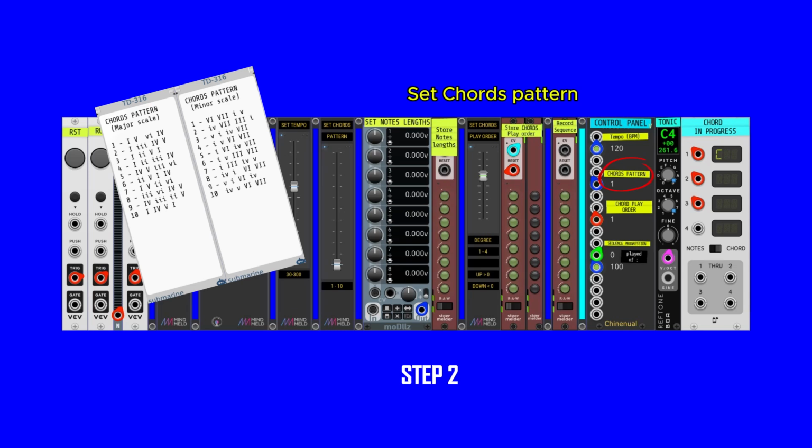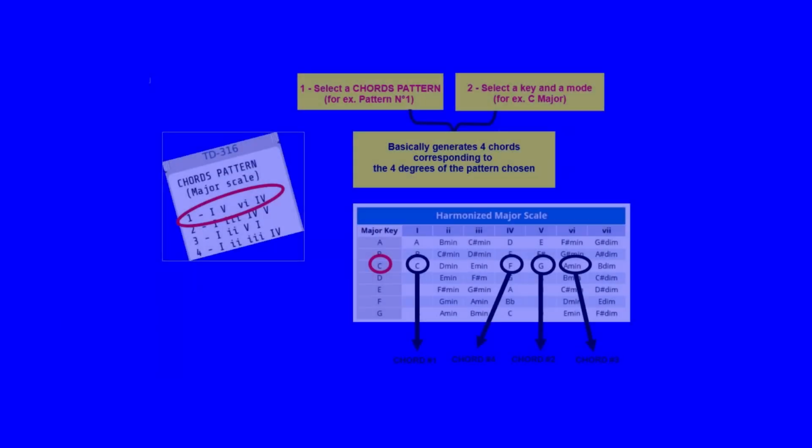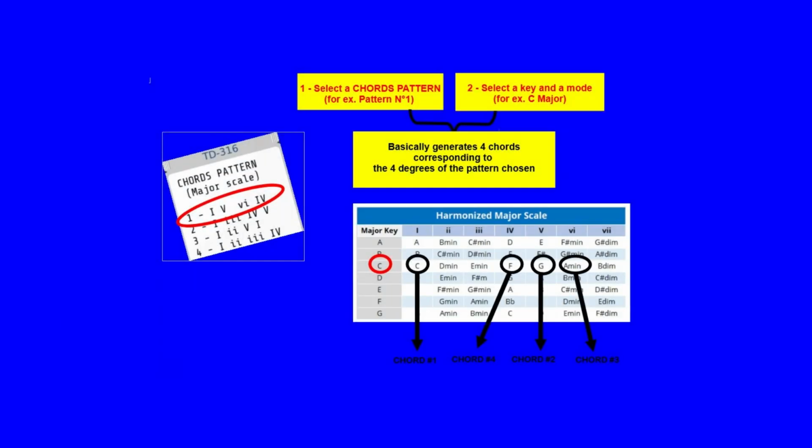For each chosen mode, the patch offers 10 possible series comprising 4 chords. Each series is designated by the degrees of its 4 chords. For example, the number 1 series of 4 chords corresponds to degrees 1, 5, 6, and 4 of the scale.